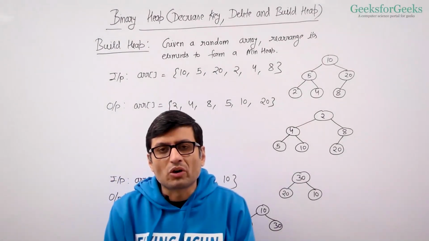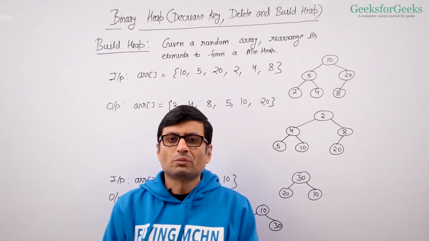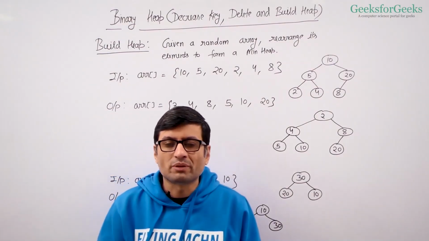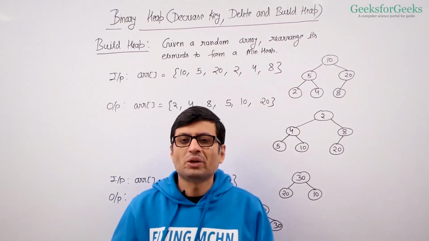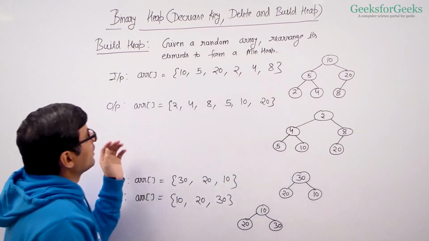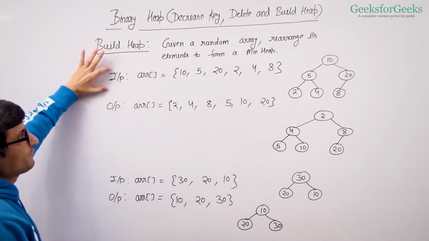Let us now talk about the build heap operation. In the build heap operation, we are given a random array. Elements might be arranged in any order and we want to convert this array into a min heap. So let's see this array as an example.